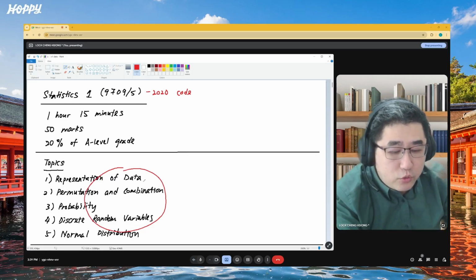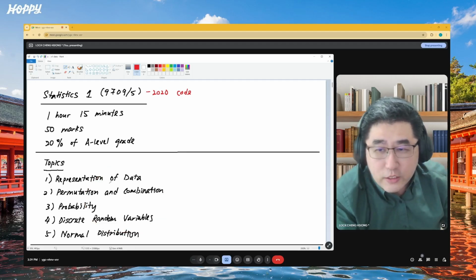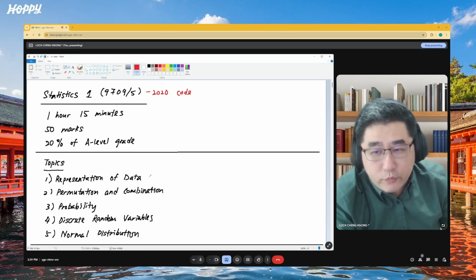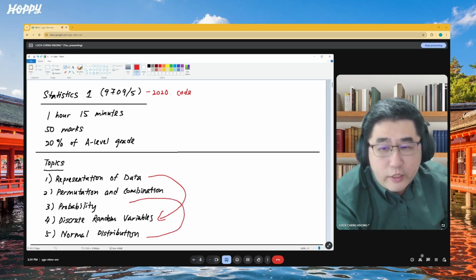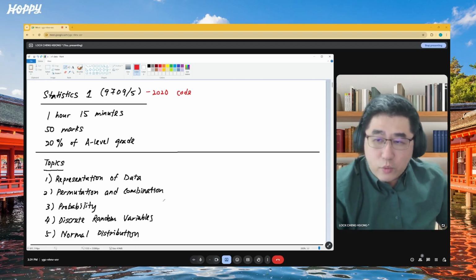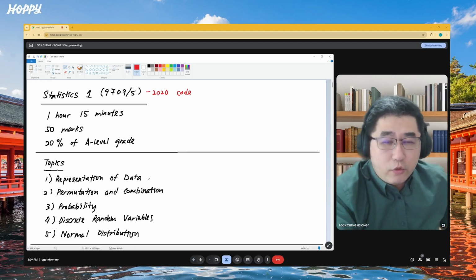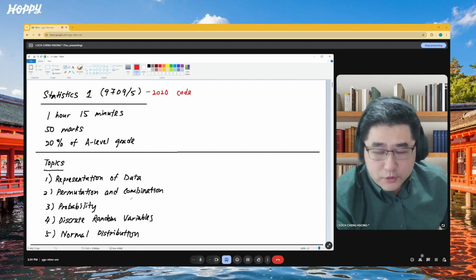The topics are actually interrelated. So information from chapter 1 maybe goes to chapter 4. Information from normal distribution maybe goes back to chapter 3 later. So they are all interrelated. Therefore, S1 is a topic that requires you to understand combinations of topics.